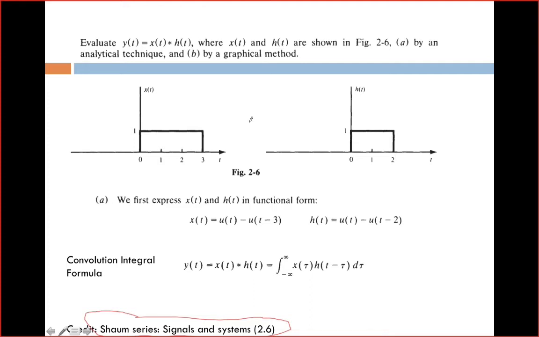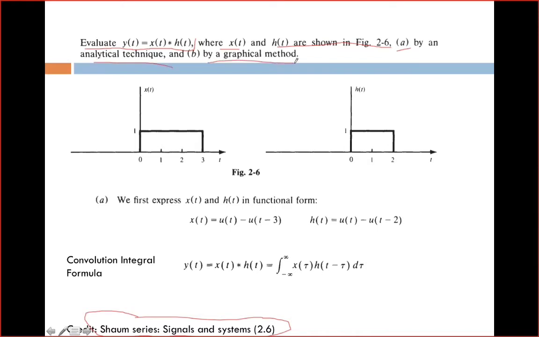I'll read the problem and we'll discuss how to solve it. First thing is, evaluate y of t is equal to x of t convolution h of t, where x of t and h of t are shown in figure 2.6, that is the figure name given in the book, A, by an analytical technique, and B, by graphical method.